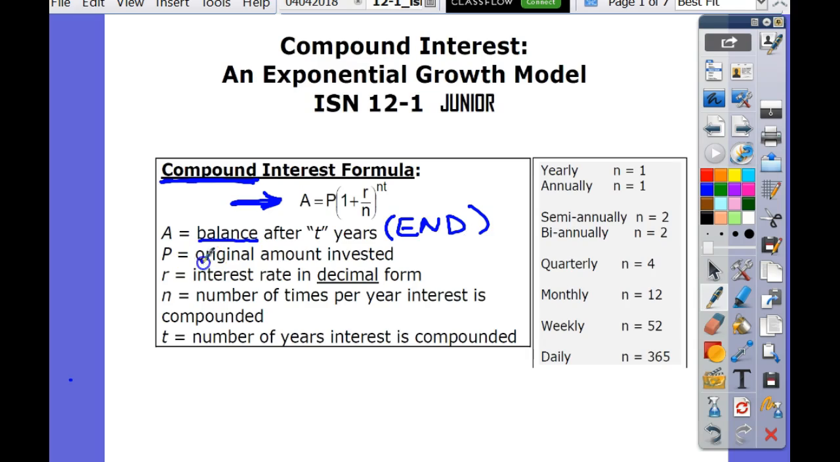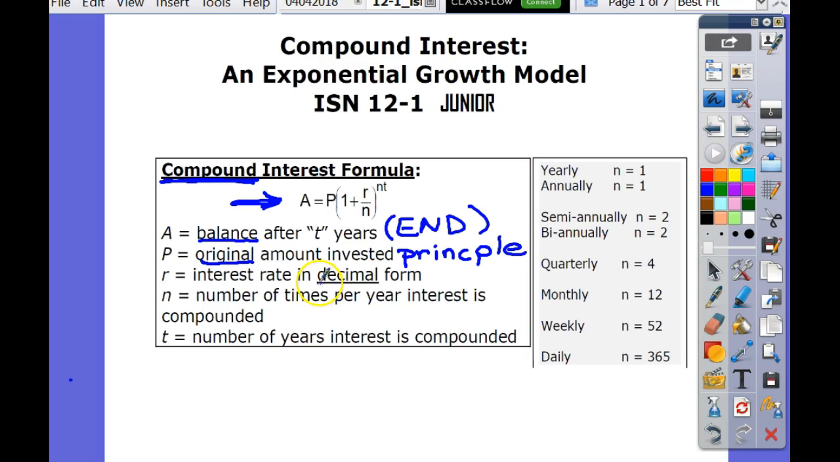P is what? Why do we use the letter P for the original amount? You need to write this word down at the end. The reason we use the letter P is because in banking, the amount you start with is called the principal. Not the principal like Mr. Richardson is the principal at our school. The principal in banking terms is the original amount that you start with.